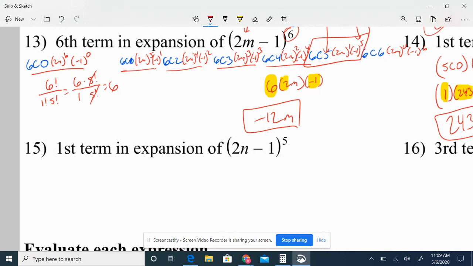All right, so here, starting at 0, my first term is going to be 0, 1, 2, 3, 4, 5. Right? If I ask you guys for the third term, for example, you guys do 5 choose 2. If I ask you guys for the fourth term, you guys said 5 choose 3. Okay, so here, because it's the first term, I'm going to say 5 choose 0. Then I'm going to say my terms are 2n and a negative 1.